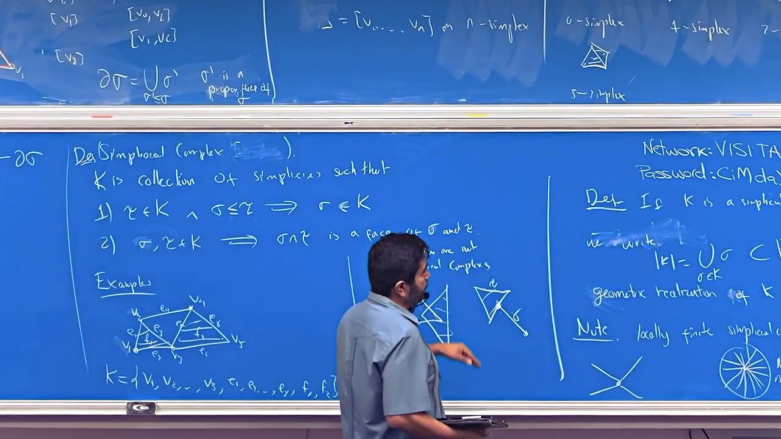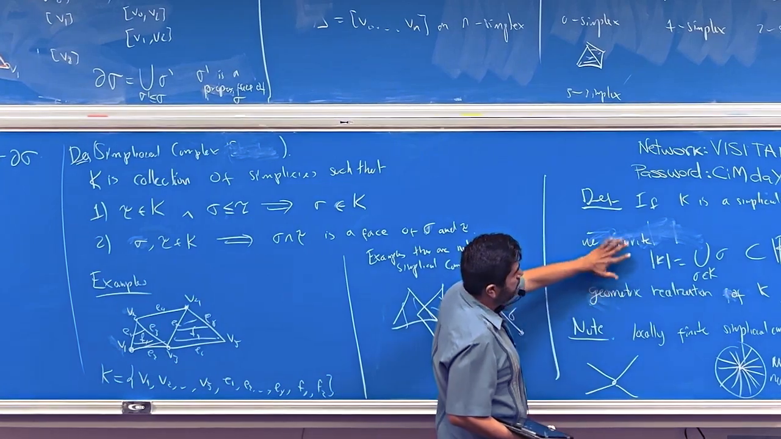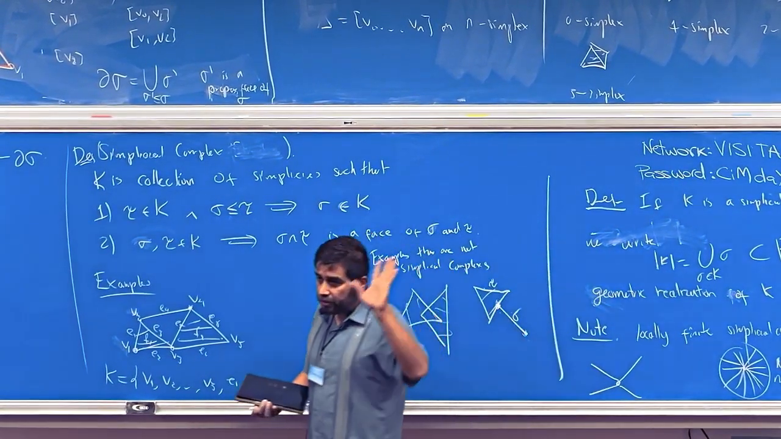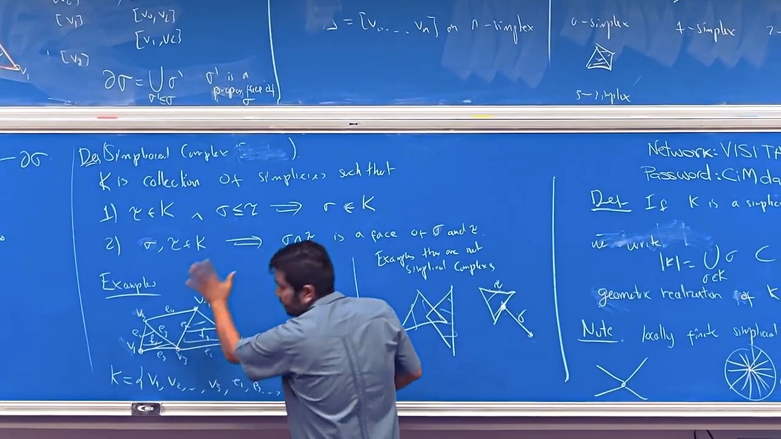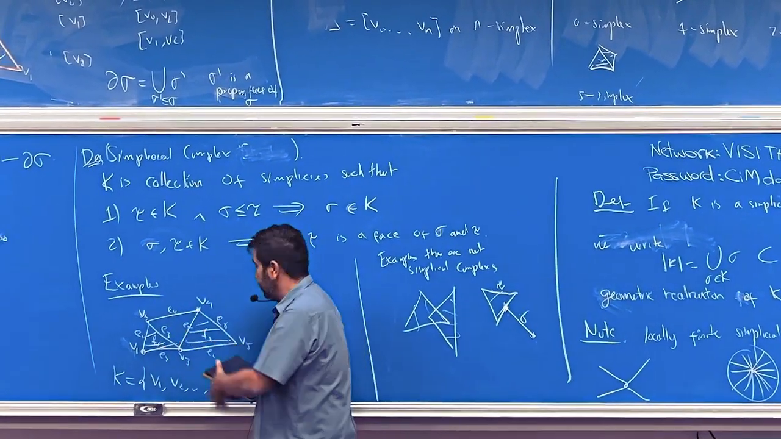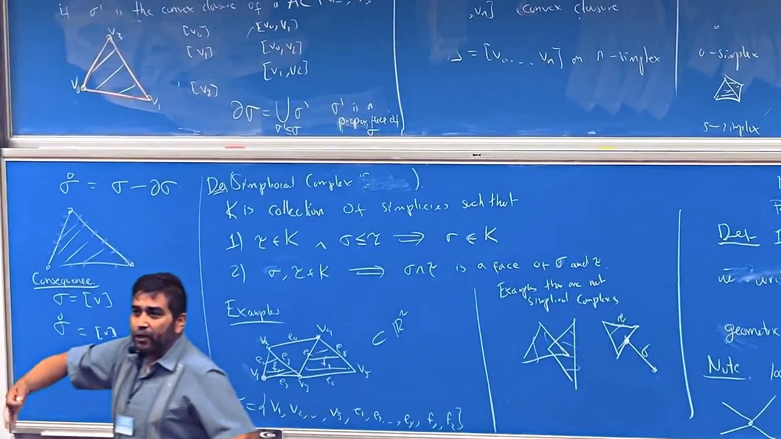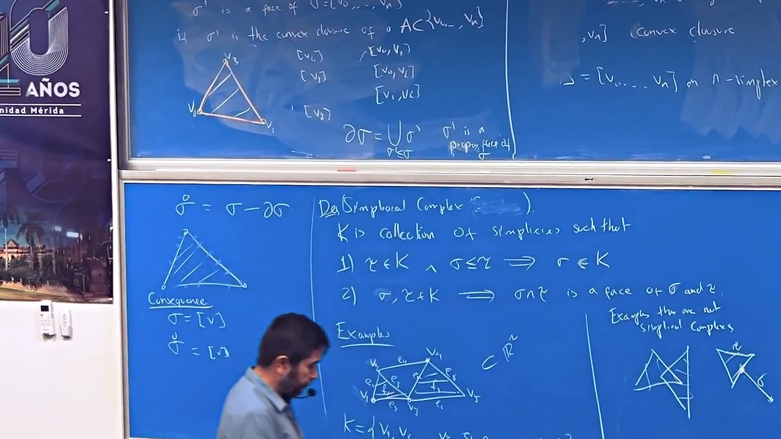But for the purpose of this course, we are going to think about the geometric realization just as the union of the simplexes. For example, in this case, it's just the union of these things. It's a subspace of R2, and this is the topological space that we are talking about.